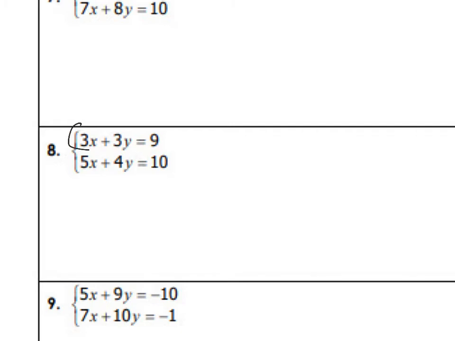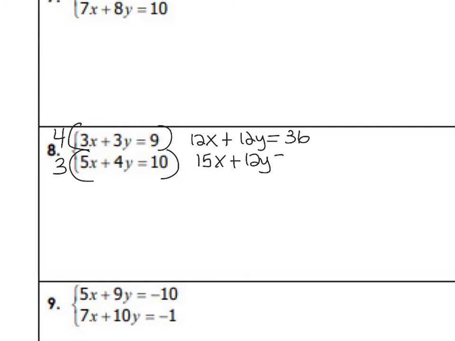So if I multiply this by 4 and I multiply this by 3, then I'm going to end up with 12x plus 12y equals 36. And then I multiply by 3 on the bottom, so I get 15x plus 12y equals 30. So now I've got 12 as a matching coefficient.